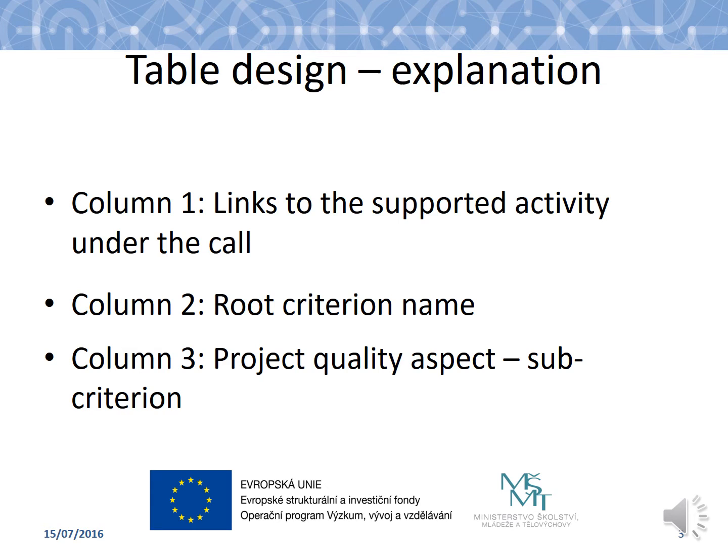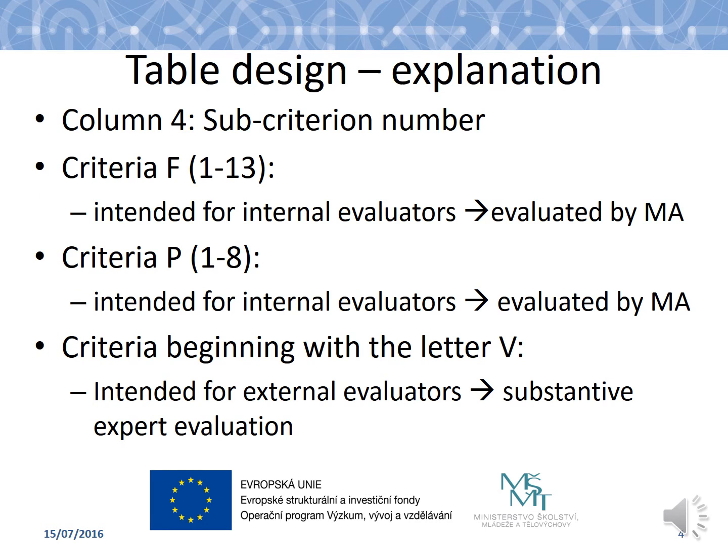Column 3, project quality aspect, sub-criterion. Furthermore, the root criterion breaks down into component parts, allowing for more detailed evaluation. It breaks down, for example, to necessity and efficiency. Column 4, sub-criterion number, shows the number or code for each sub-criterion. Each sub-criterion has its own designation.